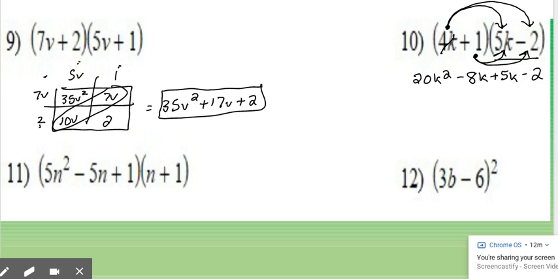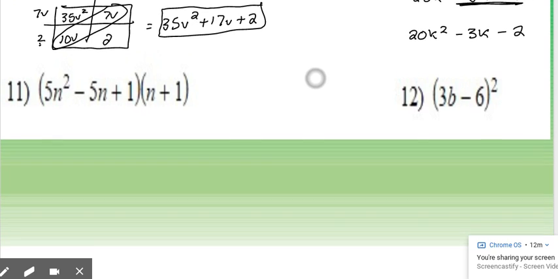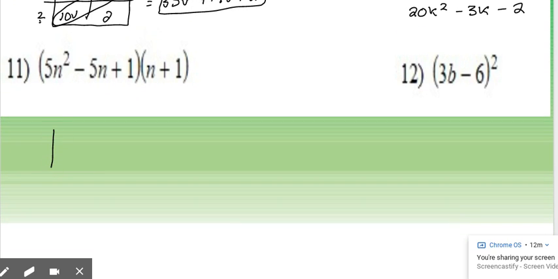Now, again, I prefer the box because it organizes my information. This one, you still add like terms, and these are like terms, so I'm going to add those up. I would get 20k squared minus 3k minus 2. All right, number 11. 3 things times 2 things. I'm going to make my 2 by 3 box.